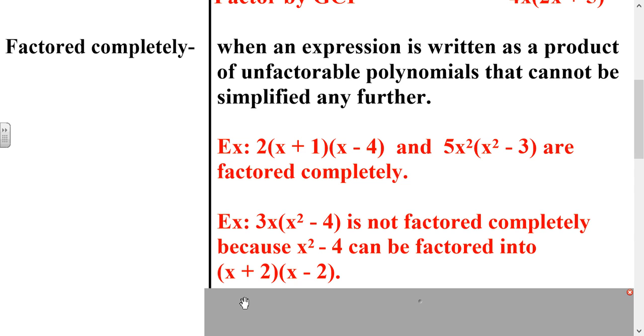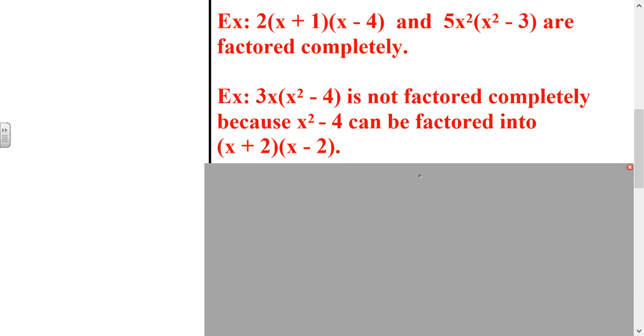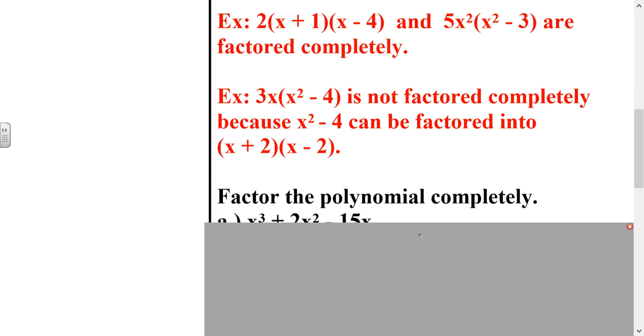Now this would be an example of what is not factored completely. If I have 3x times x squared minus 4, that is not factored completely because x squared minus 4 is a difference of squares. So I can factor that down into x plus 2 and x minus 2. Because I can simplify that more, that would be an example of one that is not factored completely. In case you were wondering, those are some examples.